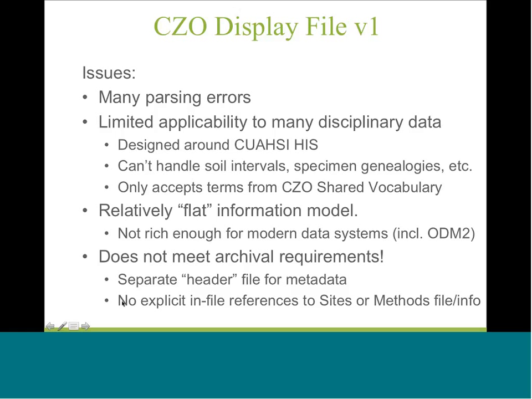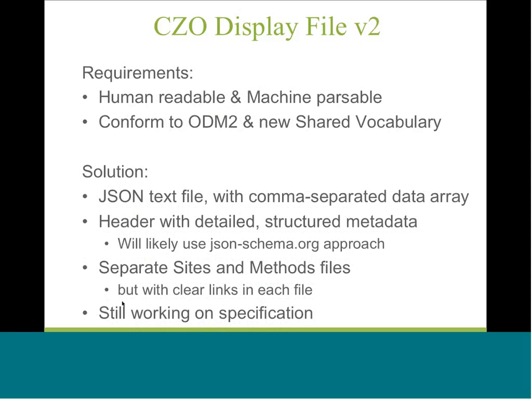And then there were other little things like no explicit in-file references to these sites or method files. You had to go to a separate config file, and if that system fell apart, all those links would fall apart. Another one, which is kind of minor, but not too minor: a lot of people want to look at these files in Excel, and they did not open nicely in Excel, even though they were largely CSV files. At least the data was comma separated, but the header information, the metadata, had commas in weird places, and things would just end up looking very strange.